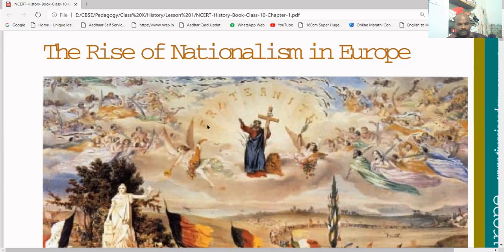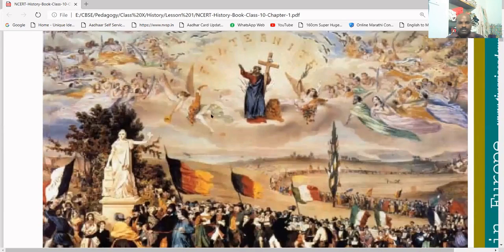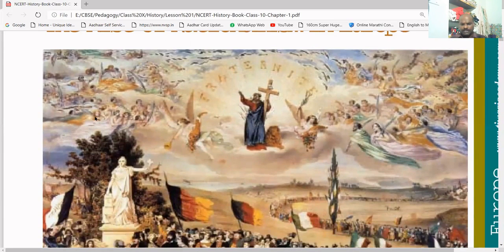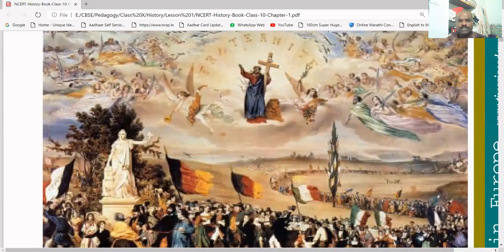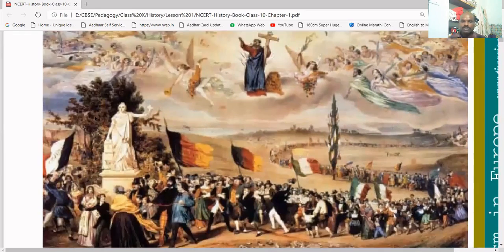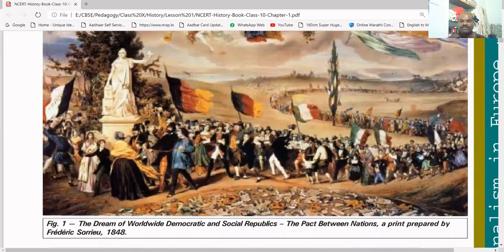If you look at the very beginning, you see on the screen a print. Look at this image. This print was made by Frédéric Sorrieu, a French artist. He made four prints. This is the first one among them. It shows people from various parts of Europe coming to the Statue of Liberty and showing their aspirations to become nation states. Look at the picture; all these images and the peculiarities of that picture we will discuss one by one.